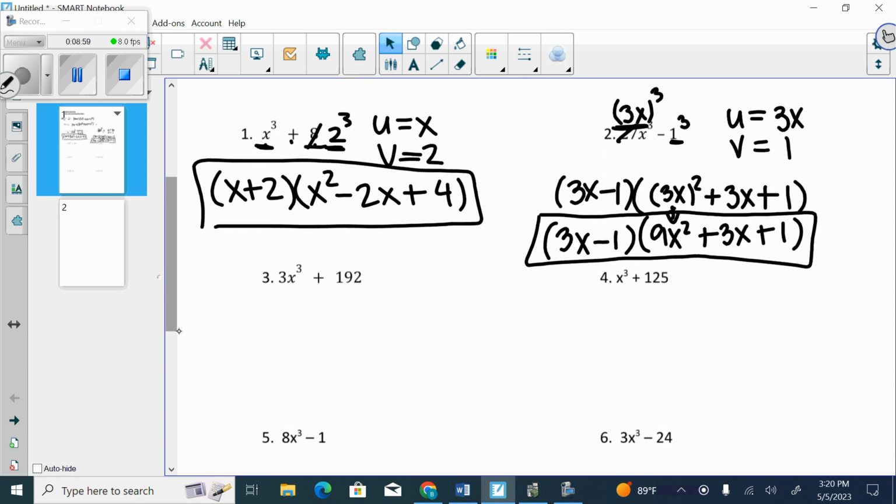All right, so far, this one, there was no way it had a GCF, nothing in common, right? Here it was 1, no GCF. Does number 3 have a GCF? Yeah, what's my GCF? 3. Okay, so let's take out our GCF first. So if I take 3 out of 3x cubed, what's left? X cubed. And if I take 3 out of 192, what's left? Good.